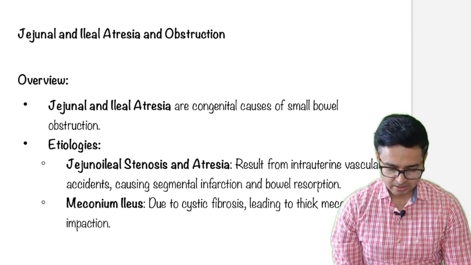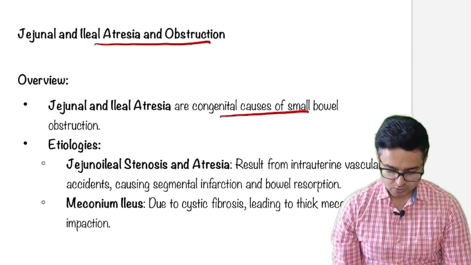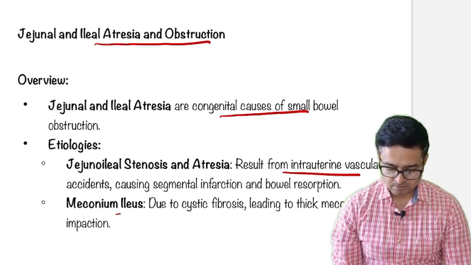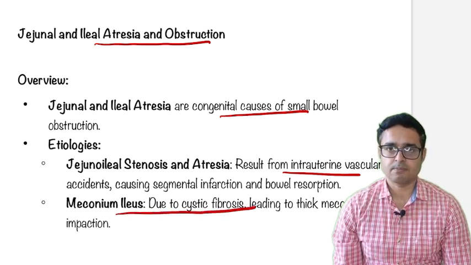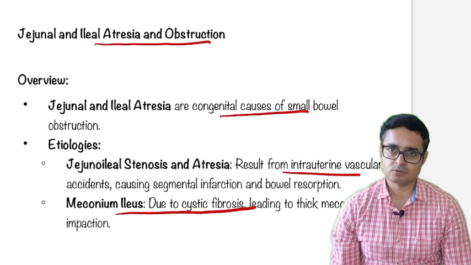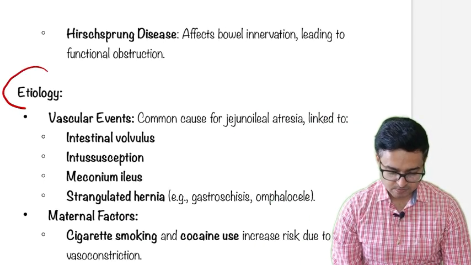Jejunal or ileal atresias are congenital causes of small bowel obstruction. This is due to intrauterine vascular accidents, and meconium ileus due to cystic fibrosis. Basically, there is some developmental issue during congenital development, so these conditions develop. So, what are the etiologies?